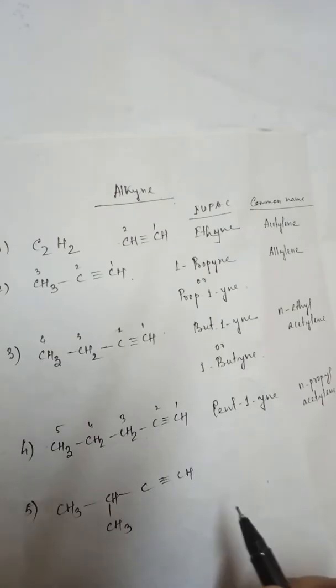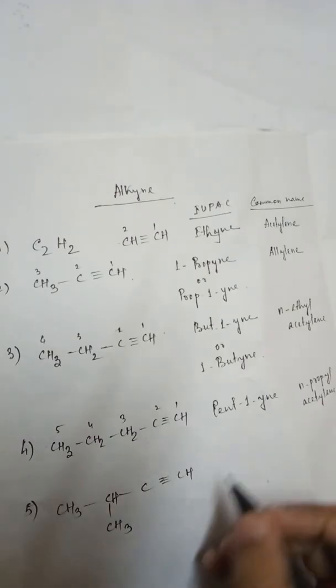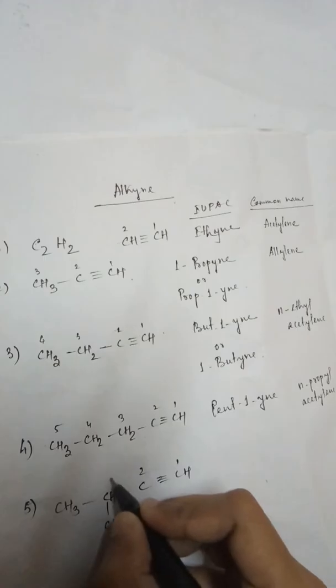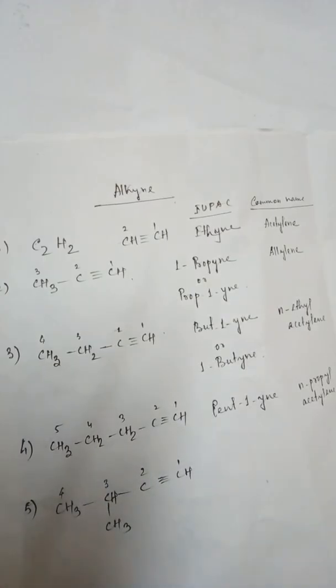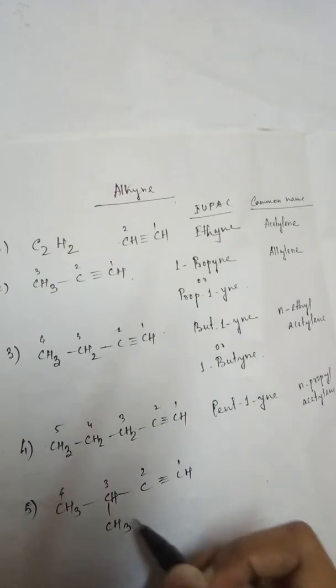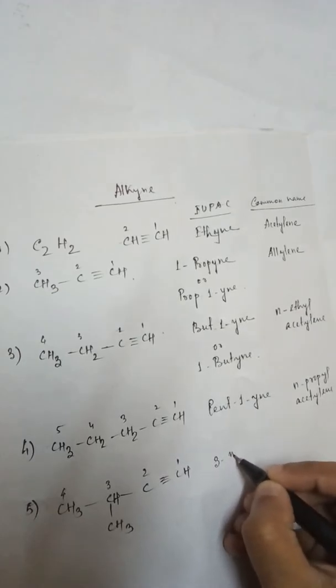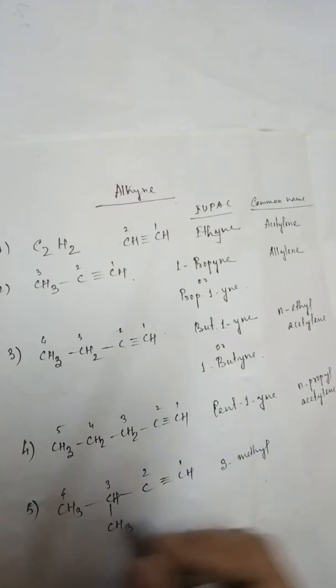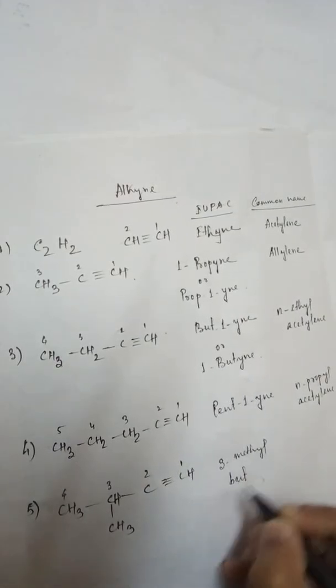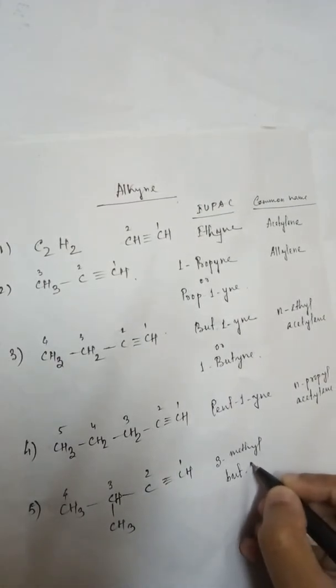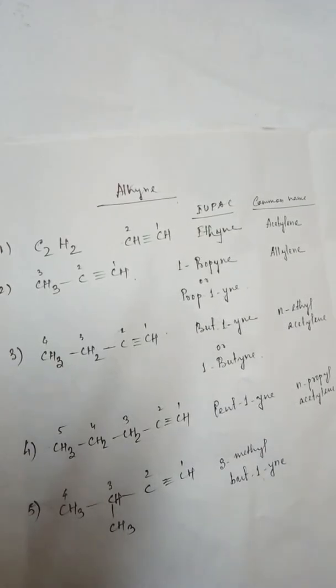Now come to the next example. Here you can see the total number of carbon atoms in the main chain is 4, and this part is a branch. In case of IUPAC naming, first we write the branch portion, that is, this methyl group is attached with the third carbon of the main chain, so write 3-methyl. 4 carbon atoms on the main chain, so root name but. The triple bond starts from 1, so but-1-yne.